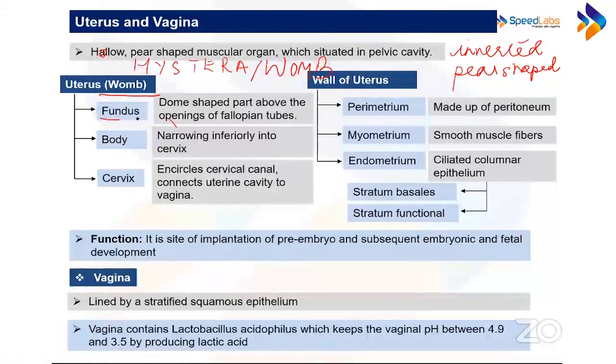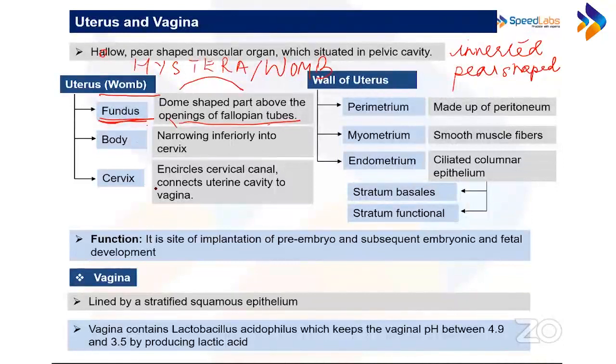The first part is the anterior, dome-shaped part, dome-shaped means like this. I'll show you the diagram. That is the fundus that receives the openings of the fallopian tubes. So the fallopian tubes open into the fundus. Then the body or corpus is the next part, which is the tapering part, tapering narrow inferiorly into the cervix. The part between the fundus and the cervix is the body that is just narrow and tapering. And then you have the cervix.